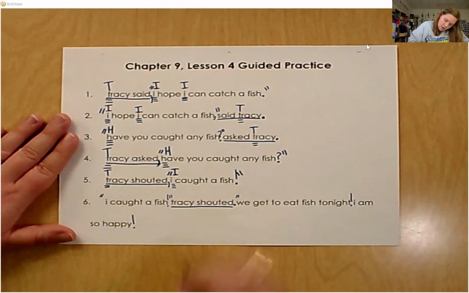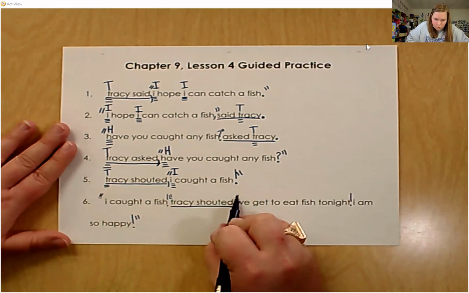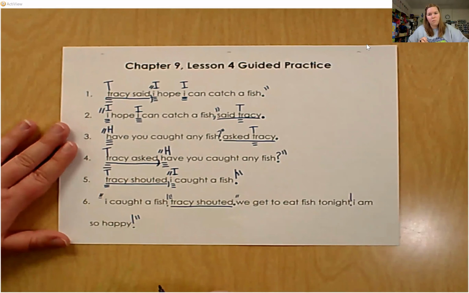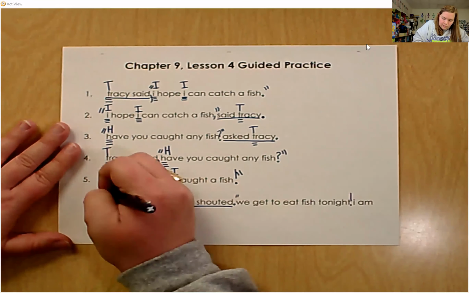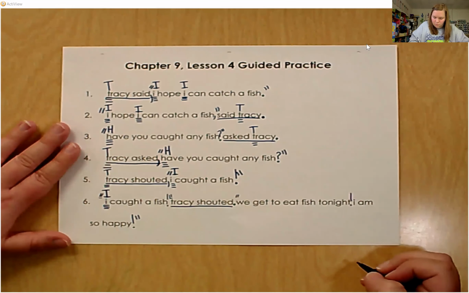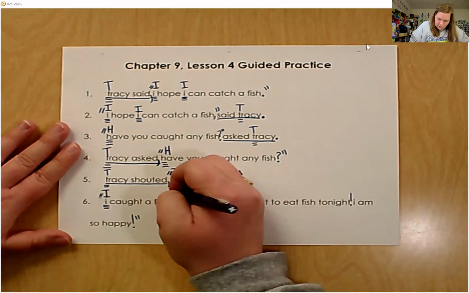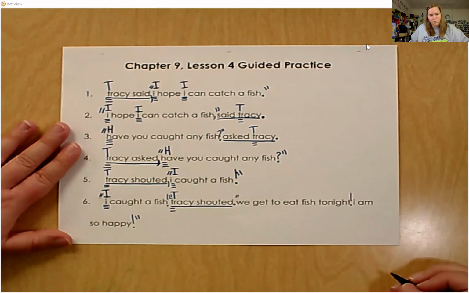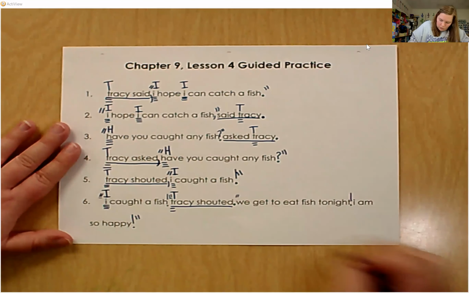End quote. So if you have a pair of quotes, so like right here, I have a pair of quotes. There's the end pair. They have to go together. Here's a pair, here's a pair. Okay? Start and end. So let's go through and find capital letters. The letter I needs to be capitalized. Tracy's name needs to be capitalized. We starts a new sentence. The letter I needs to be capitalized.